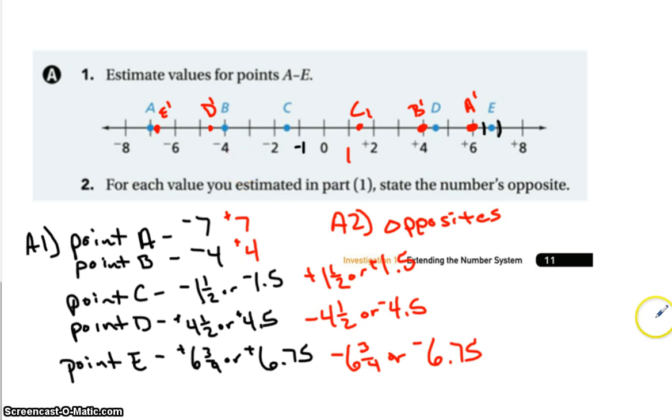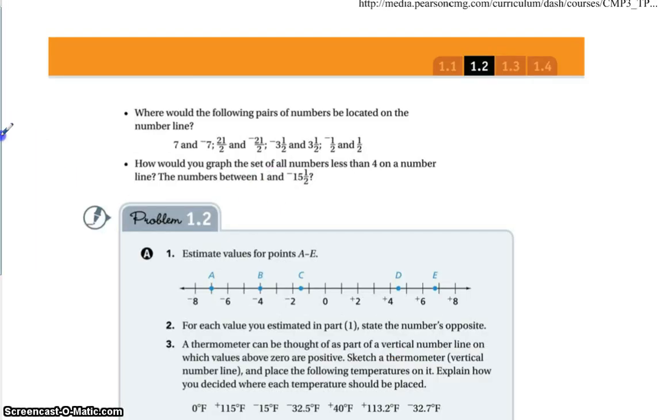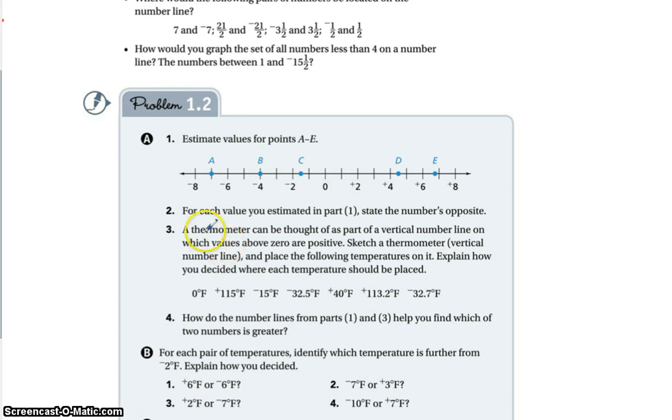Now, what I want you to do prior to coming to class tomorrow is on page 12 in your book, you have A3, where it talks about a thermometer as a vertical number line, and A4. So before coming to class tomorrow, I want you to complete A3 and A4 from page 12.